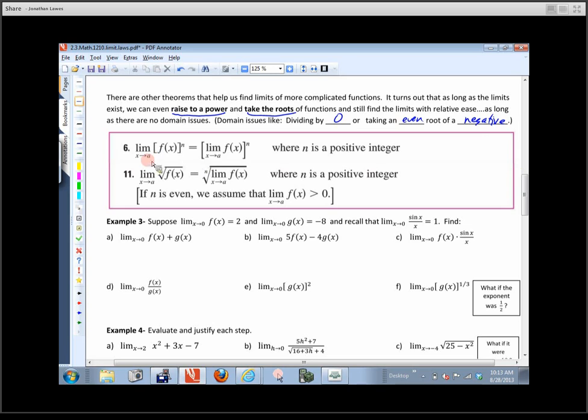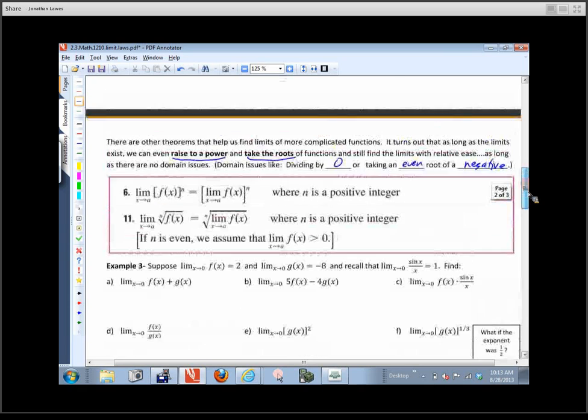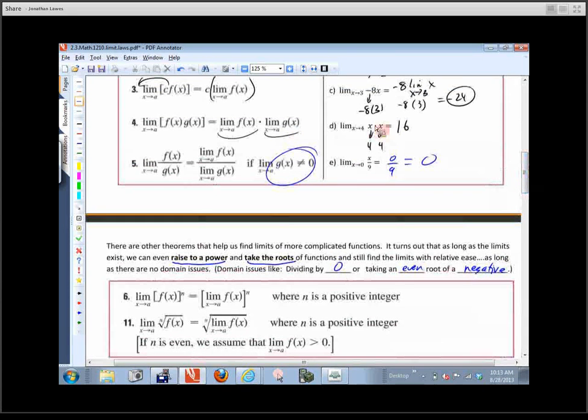So this one says, if I'm trying to find the limit of a function raised to a power, I can do this. I can change the order. I can find the limit and then raise that limit to a power. Okay? And it says you can do that for any positive integer. Any positive integer. So you can do it if the power is 1 or 2 or 3 or 4 or so forth. And we actually saw kind of an example of this. What would be another way to write this one right here? X squared. So you could find the limit as x approaches 4 of x, which would be 4, and then square it, you get 16. Okay? Cool.